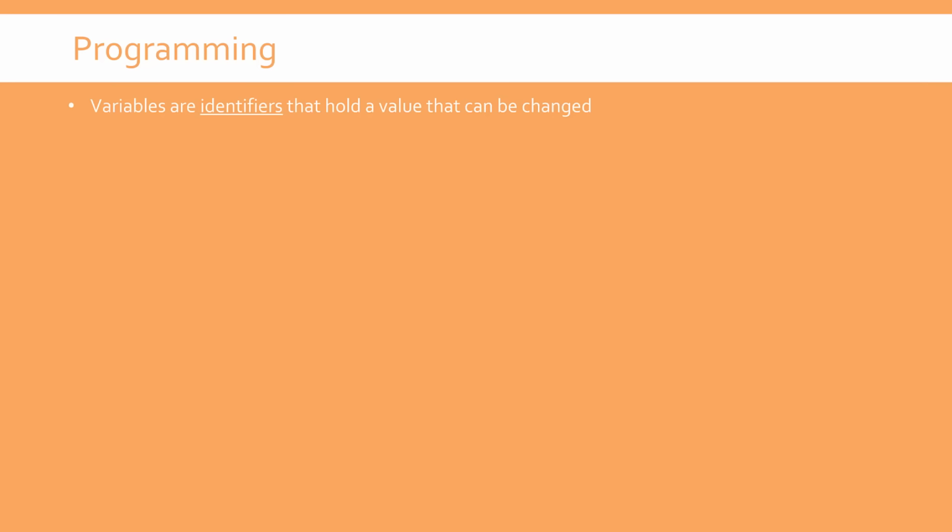Now there are lots of definitions for variables, but one I like to go for is this. So a variable is an identifier that holds a value that can be changed.